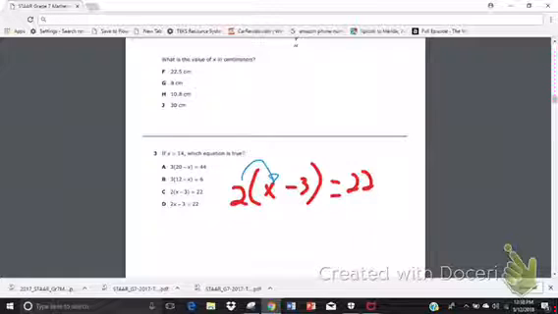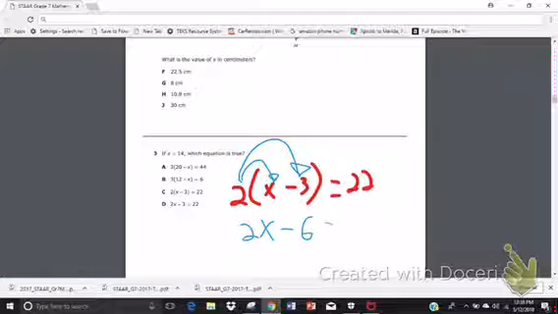2 times positive x is 2x. This minus, or I guess you all can see it as -3. It means that it's -3. So positive 2 times -3 gives us -6 is equal to 22.